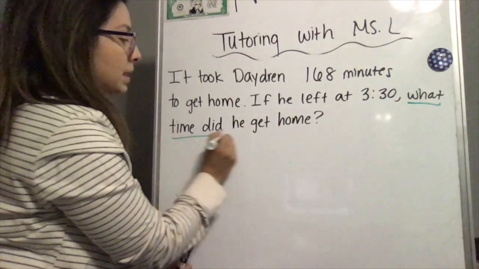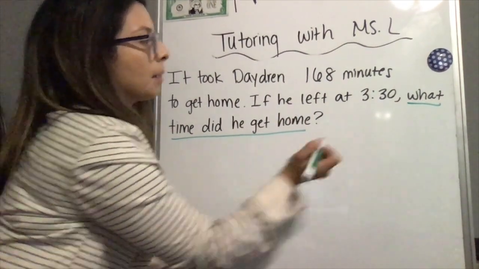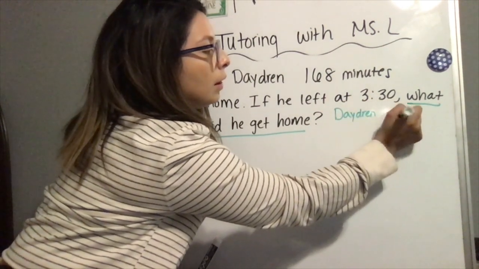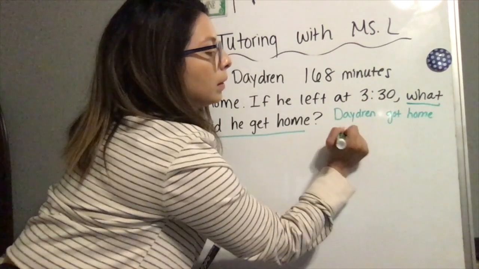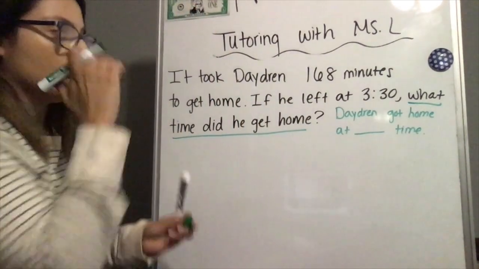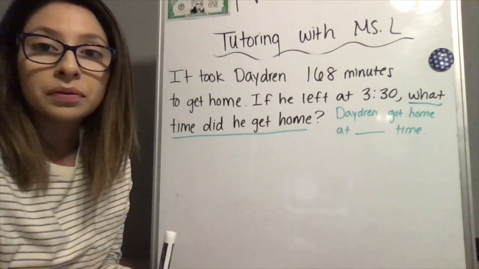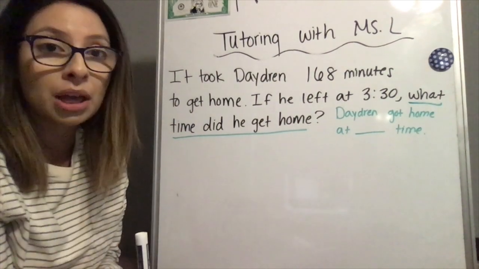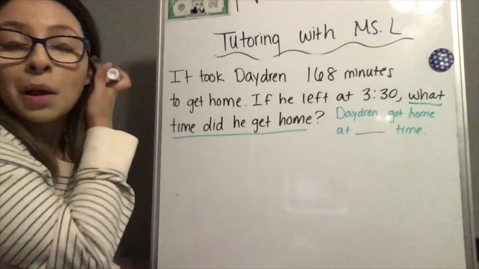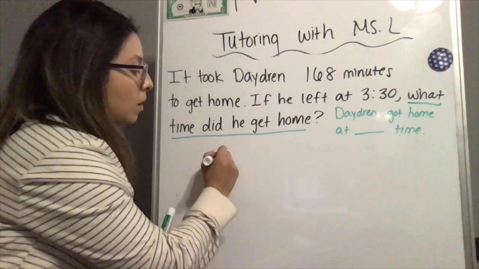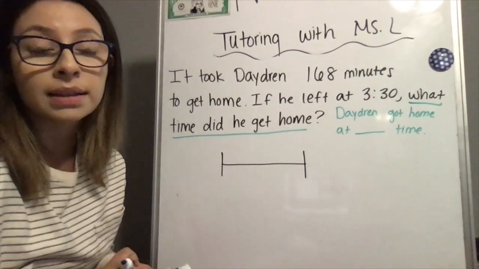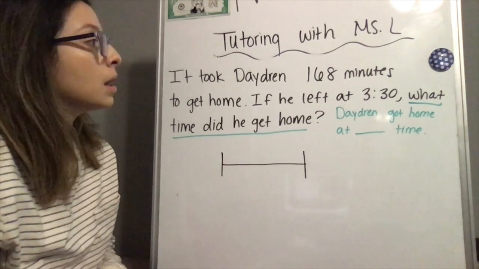What time did he get home? So let's go ahead. I'm going to write it over here to save some space. Daedrin got home at blank time. So you have to ask yourself, if you're trying to figure out what time he's getting home, that's probably going to be the start or the end. Hopefully you're thinking the end. So let me write that number line because that's going to help with time so much.